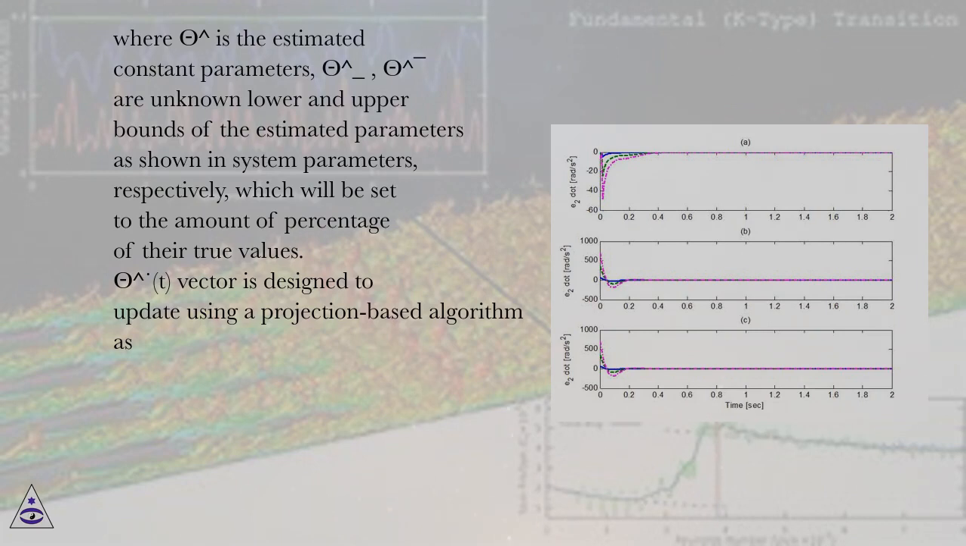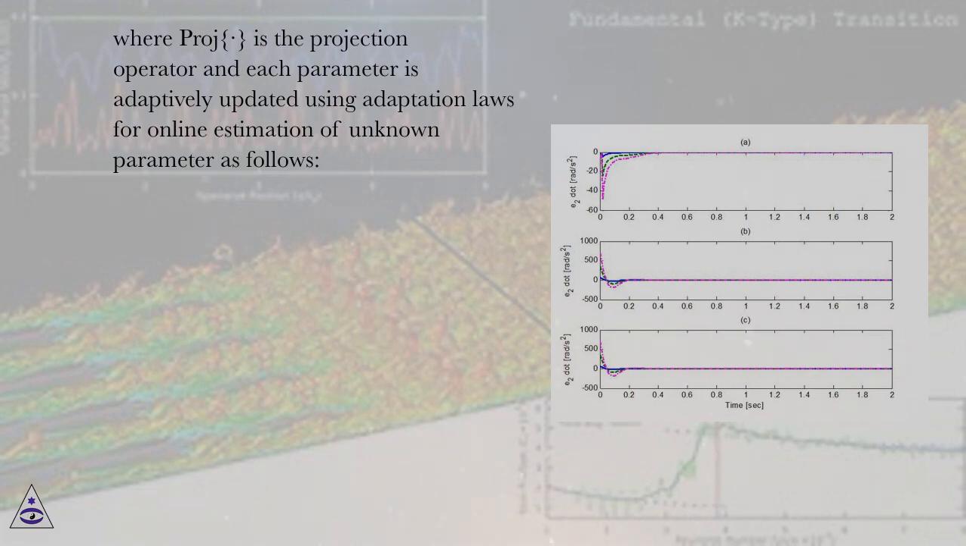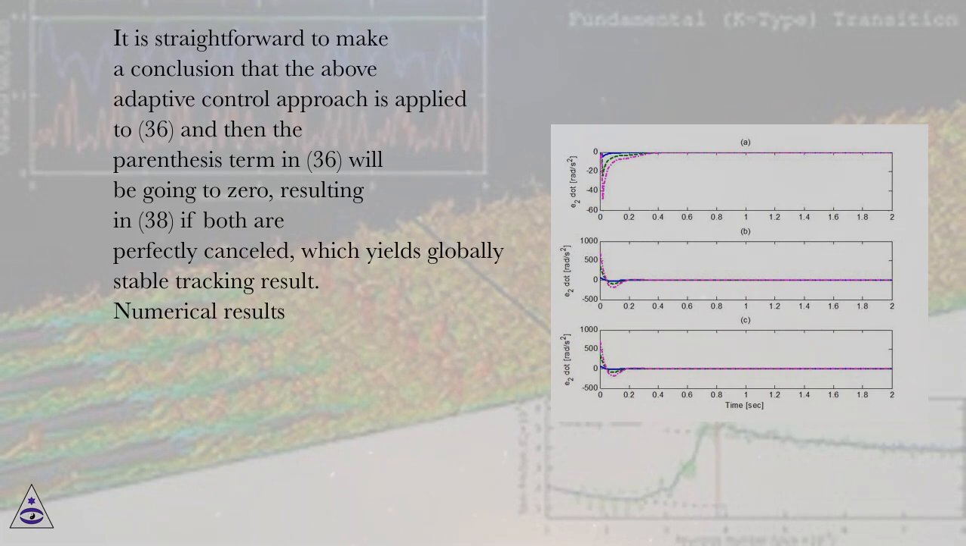Theta t, the vector, is designed to update using a projection-based algorithm as, where project is the projection operator, and each parameter is adaptively updated using adaptation laws for online estimation of unknown parameters as follows. It is straightforward to conclude that when the above adaptive control approach is applied to 36, the parenthesis term in 36 will go to 0, resulting in 38, if both are perfectly cancelled, which yields a globally stable tracking result.